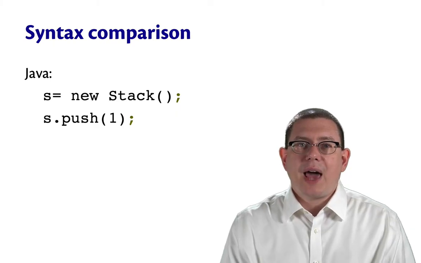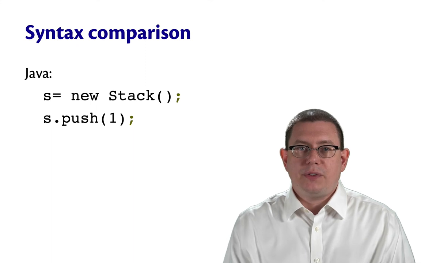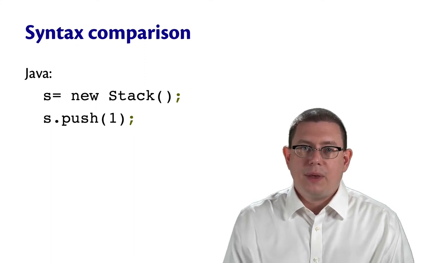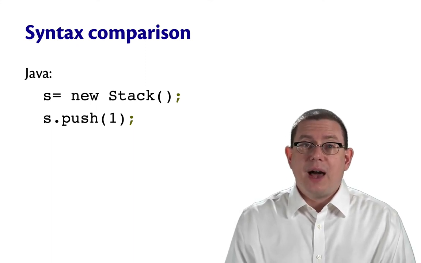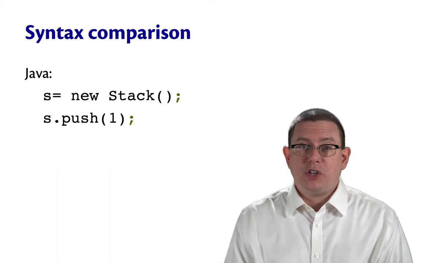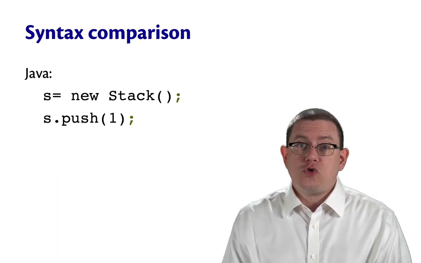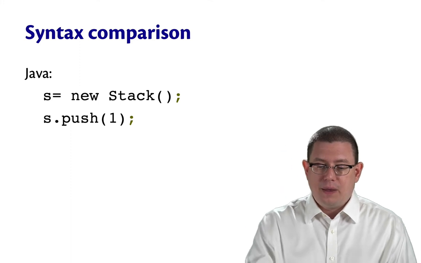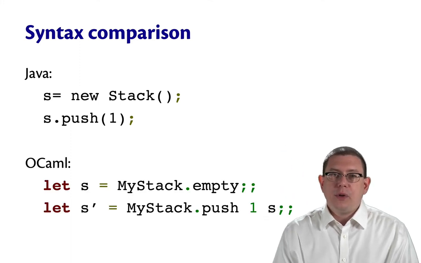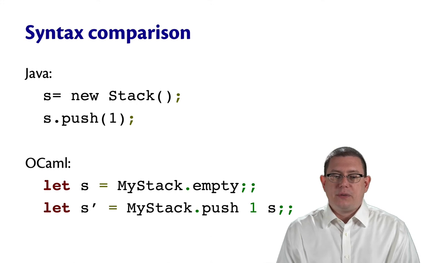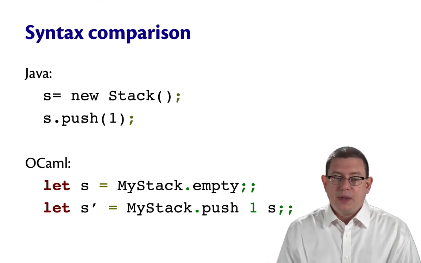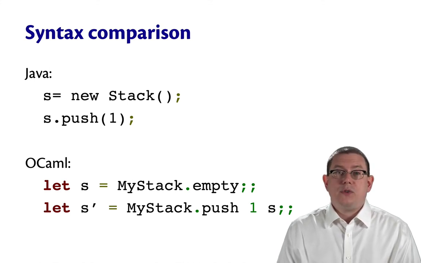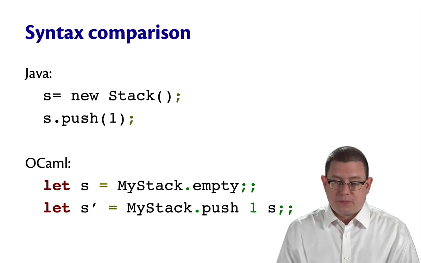Let's compare the syntax for some similar stack operations in Java and OCaml. In Java, you might have a stack class that you could instantiate to get a new object s, and then you could push 1 onto that stack. In OCaml, a similar series of operations would be to create a stack with maybe myStack.empty or listStack.empty, to bind that empty stack value to a variable s. And then if you wanted to push onto that stack, you could say push 1 onto it.